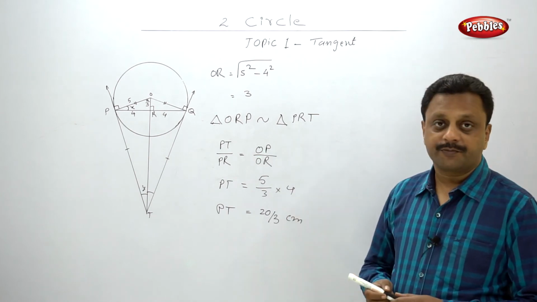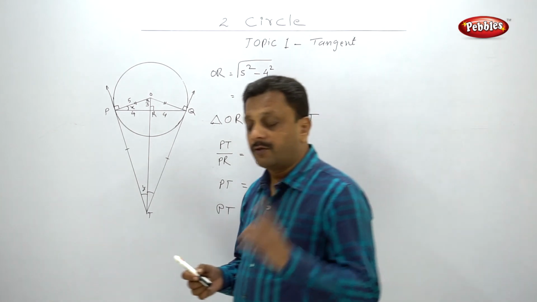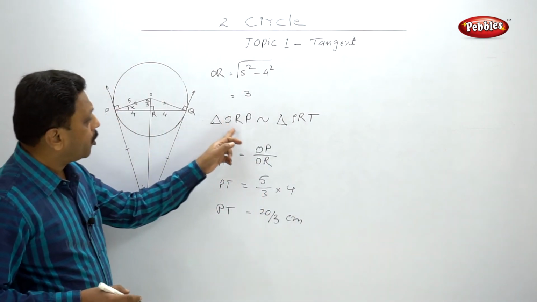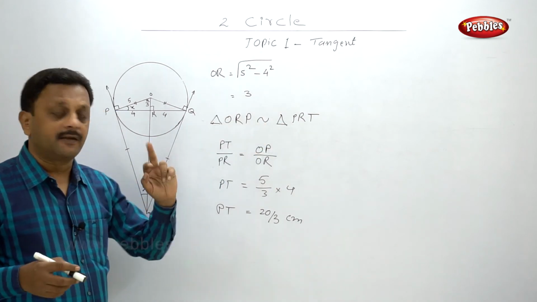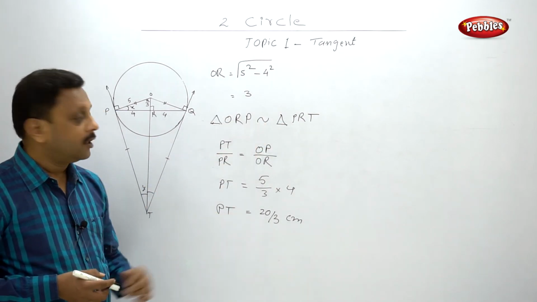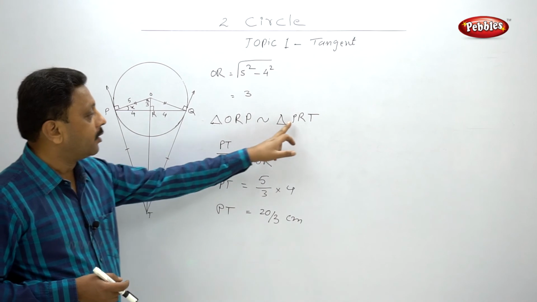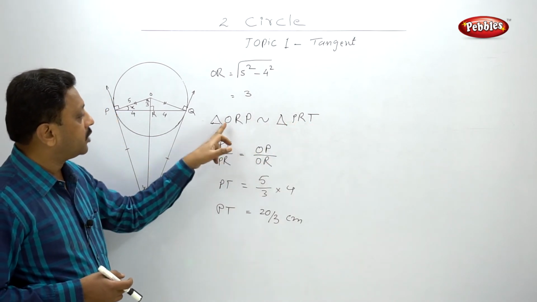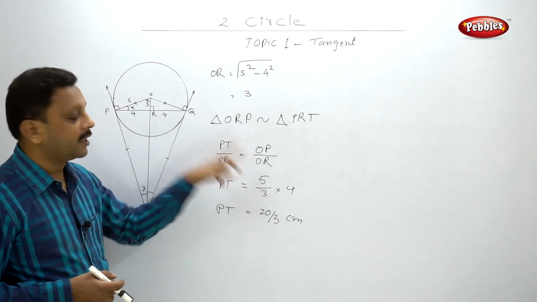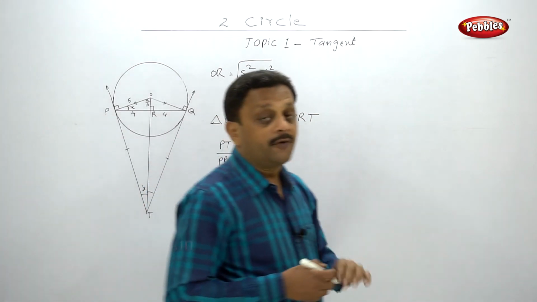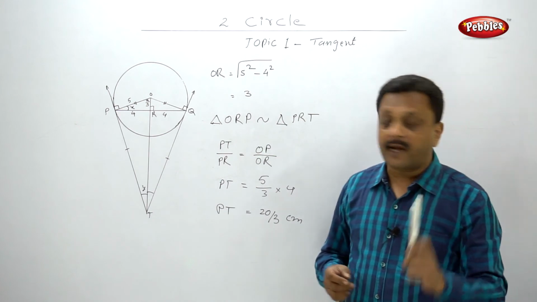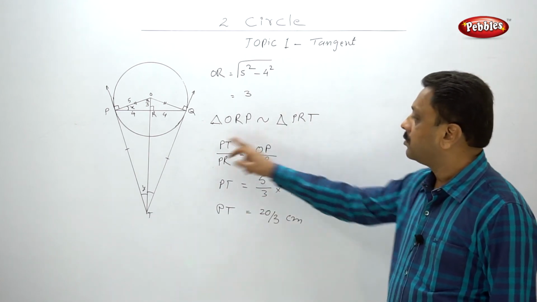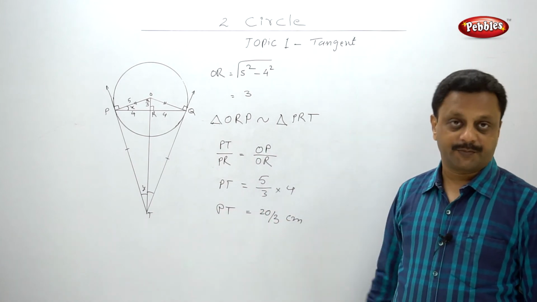Is it clear? The only problem you will face in this is how to write the names, because once the names of the triangles are properly written, then taking the ratio is very easy. Because here I have taken PT upon OR, first and third upon first and second. So here also I will take first and third upon first and second point. So if you wrongly write the similar triangle names, then even this will also be wrong.